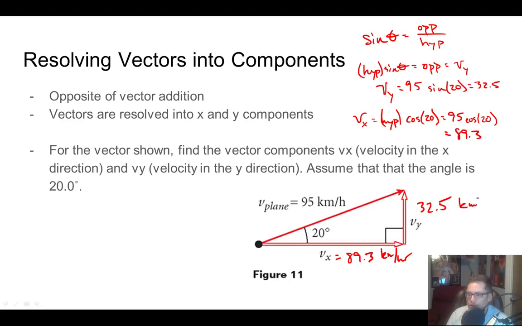Now we could check our answers by just using the Pythagorean theorem. So if we take 89.3 and we square it and we add it to 32.5 squared and take the square root of the answer, we should get something close to 95. I got 95.00276601. That's pretty close to 95. All right. So there's the answers that I got earlier. Thank goodness I did that one right.